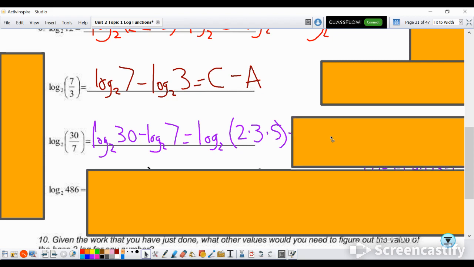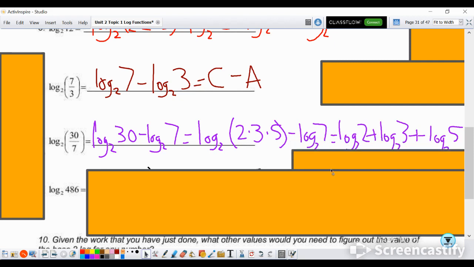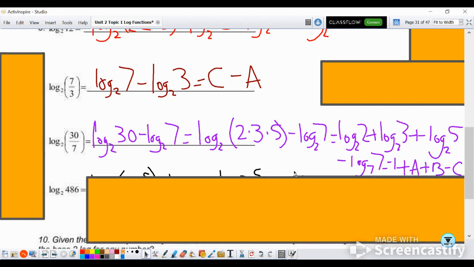So we're going to change log base 2 of 2 times 3 times 5 using our addition rule. And at the very end, we're going to subtract log base, that says log base 7 of 7, but as we already know, they all have to be the same log. So it should really be log base 2 of 7. So log base 2 of 2 is 1, log base 2 of 3 is A, log base 2 of 5 is B, and log base 2 of 7 is C, so it's going to be 1 plus A plus B minus C.